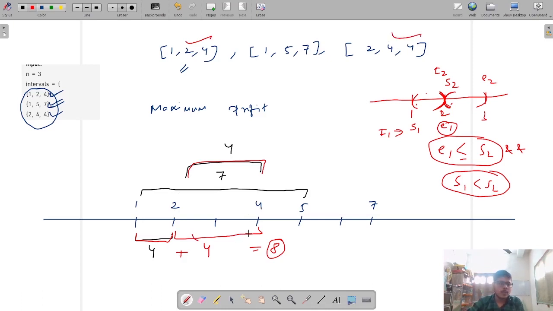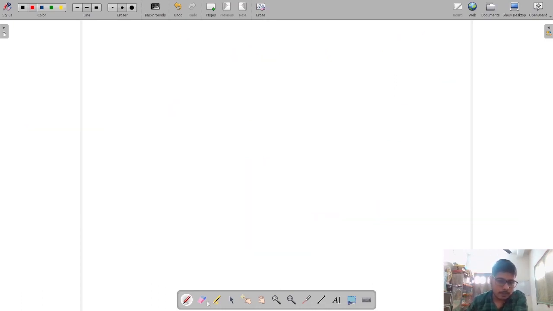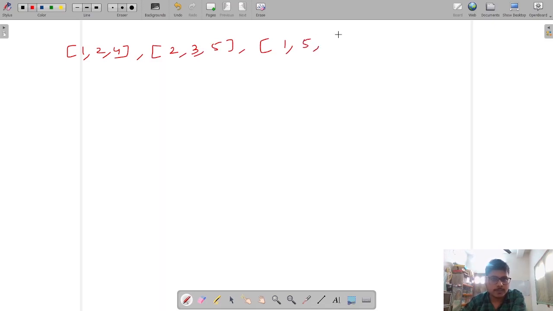Let's take another example, then we will understand this. Let's take 5 intervals. Suppose, 1 2 4, and then 2 3 5, then 1 to 5, then 2 to 7, then 3 to 7. Suppose this is 2.